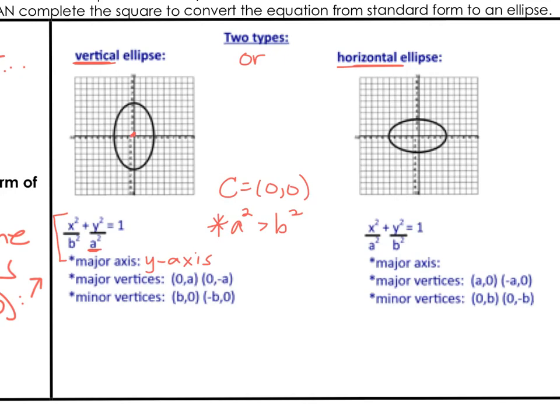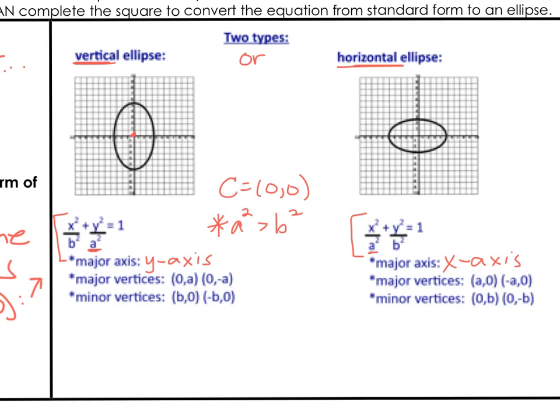Over on the right, we have the same kind of looking equation, but now a squared is underneath the x. So now your bigger number is under the x, and that means the x-axis is bigger, and the shape is a horizontal ellipse. You're going to have your center, and then you're going to have things called vertices.